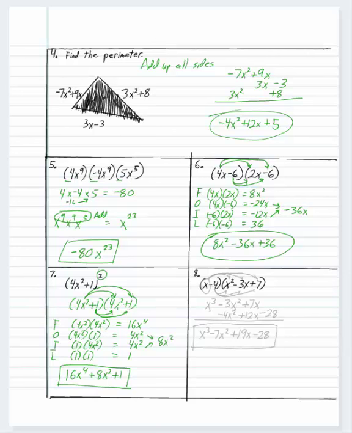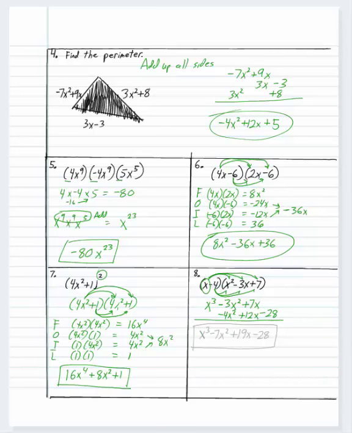Number 8. What we're going to do is first multiply this x with everything inside. So x times x squared is x^3. x times negative 3x is minus 3x^2. And x times 7 is 7x. Now we'll do the same thing with negative 4. Negative 4 times x squared is negative 4x squared. Negative 4 times negative 3x is positive 12x. And negative 4 times 7 is negative 28.